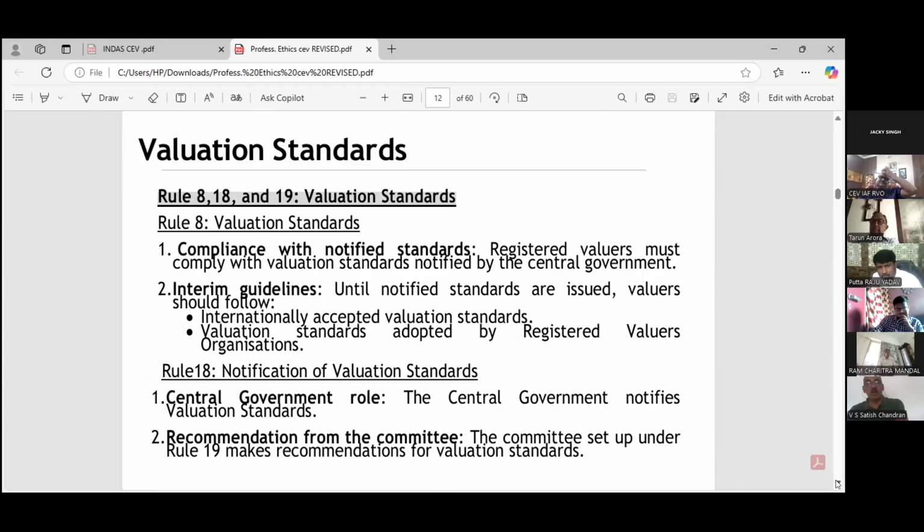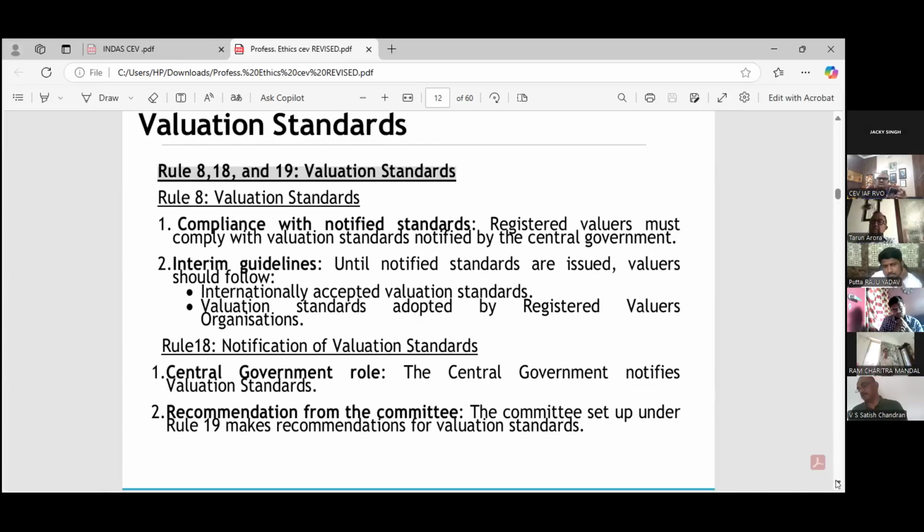Compliance with the notified standard. A registered valuer must comply with the valuation standards notified by the central government. Interim guideline: until notified standards are issued, valuers shall follow internationally accepted valuation standards such as IVS and valuation standards adopted by the RVO. If any RVO has adopted valuation standards, then in the meantime you can follow them.